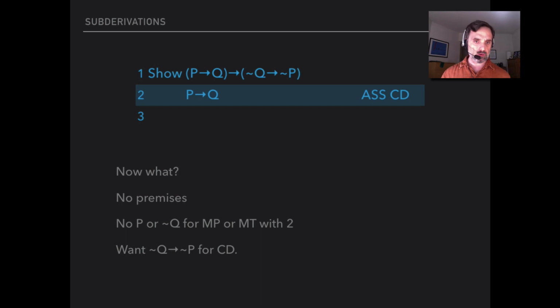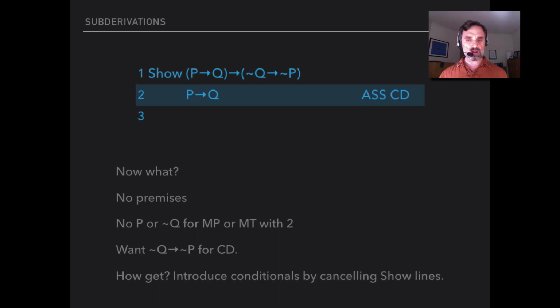Now, what do we want? Well, we want if not Q, then not P for a conditional derivation. That would be nice if we could get it. And we would hope that we could get that using modus ponens or modus tollens. But it's not clear that we can do modus ponens or modus tollens, and it's also not clear where that conditional would come from. The normal way we get a conditional is, well, either it's a result of applying modus ponens or modus tollens to a bigger conditional, or we have the conditional in the show line, and then we box and cancel the show line with CD. But again, it's not clear how we could do either of those things.